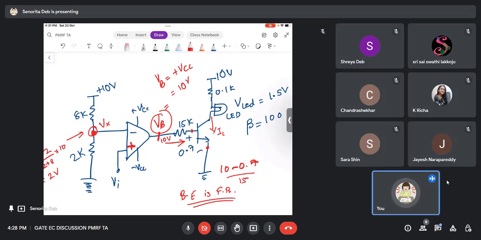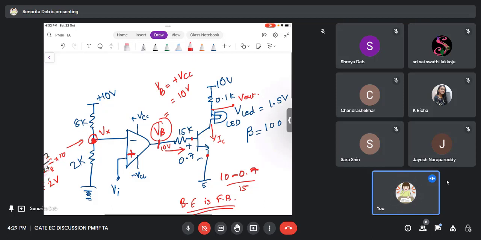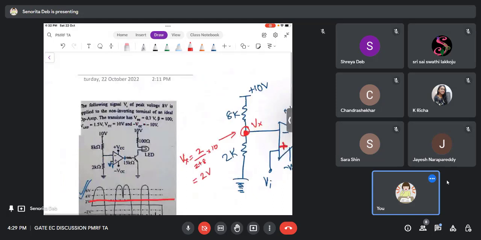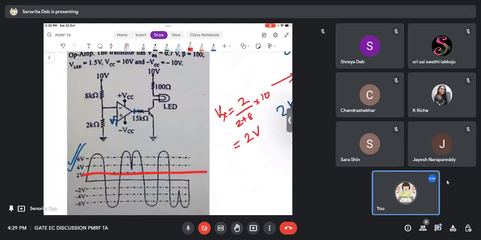If you want, you can try to find out the value of VC and everything and see if the active region is following, and you will see that you will be getting the answer properly. So basically you normally see that there is a V out here. In place of V out, they have just put a LED, and the LED is now working as a load here, right? But the LED is put between these two terminals and not between this V out and ground.